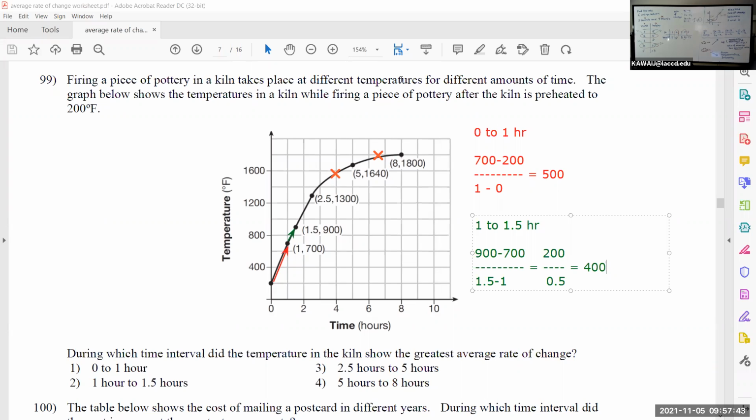Okay. So the one that's bigger is this one right here. Right? 500 is bigger than 400. So it'll be this one right here.